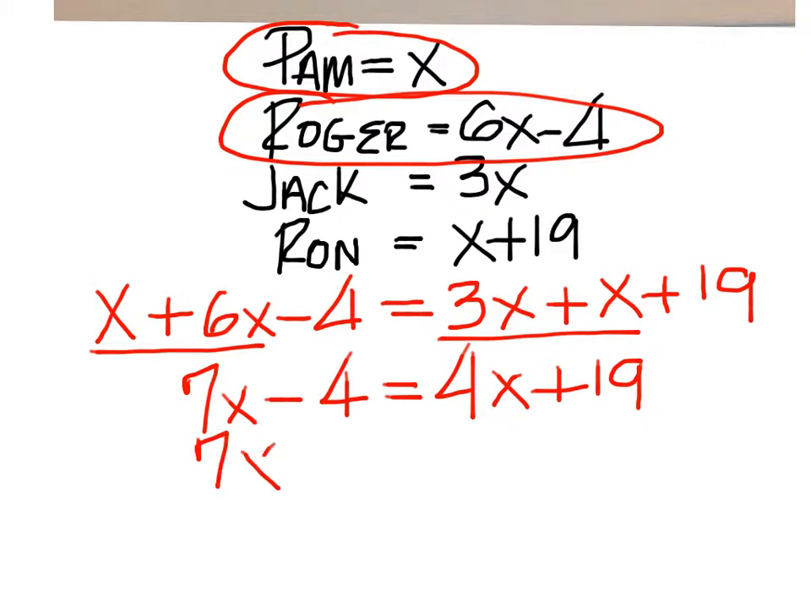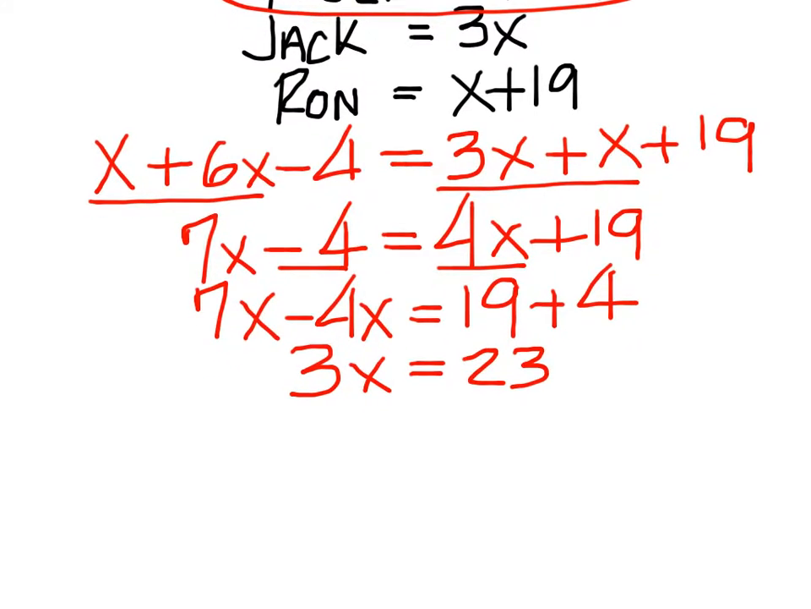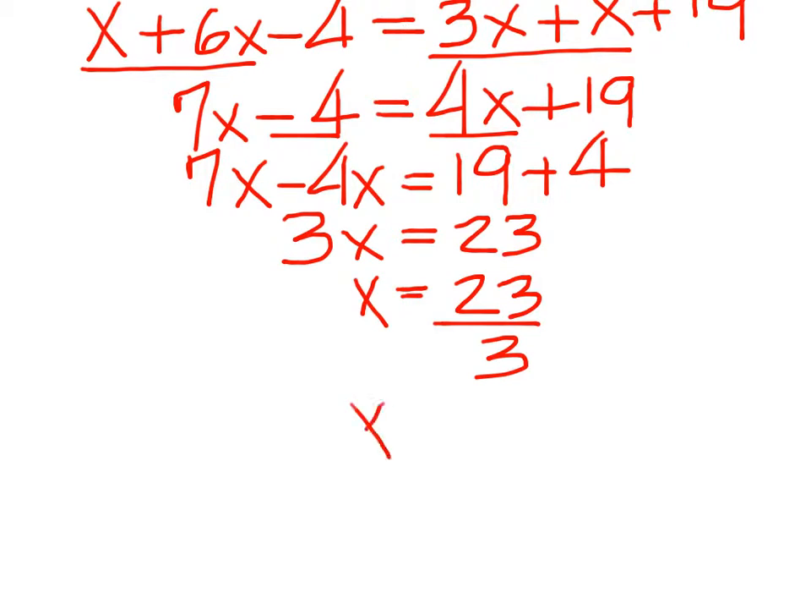Now we can leave the 7x and move the 4x over, and then leave the 19 and move the minus 4 over. 7x minus 4x is 3x, and 19 plus 4 is going to be 23. So x equals 23 over 3. You can change that to a mixed number. 3 will go into 23 7 times with 2 left over.